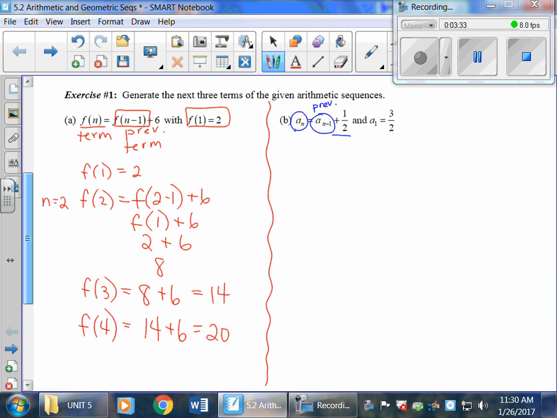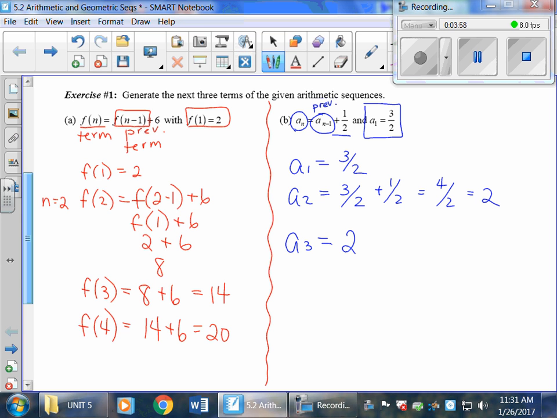All right, plus 1/2, and then they tell us what our first term is. So a sub 1 is equal to 3 over 2. So a sub 2, the term I'm looking for, is equal to the previous term plus 1/2. So this is going to equal 4/2, which is equal to 2. A sub 3 is equal to the previous term plus 1/2, which is equal to 5/2. Or you could write 2.5, but again, those mixed numbers, they're having an identity crisis. I prefer not to use them.